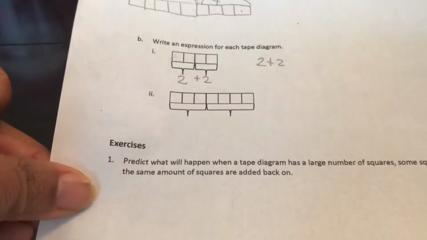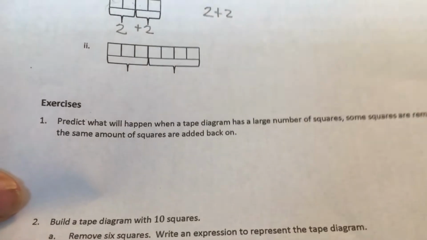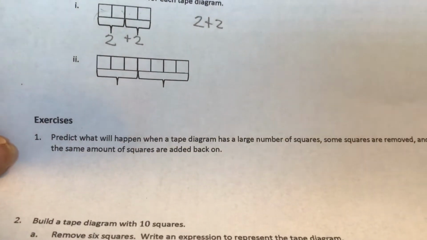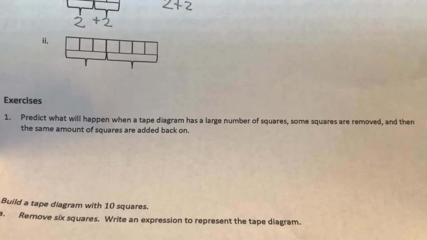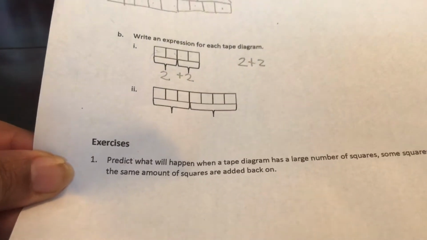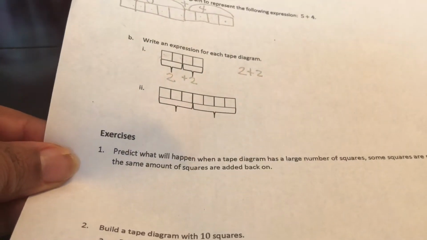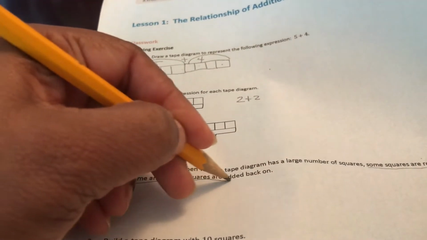Let's go down to the exercises. Okay. This first exercise says, predict what will happen when a tape diagram has a large number of squares. Some squares are removed, and then the same amount of squares are added back. So what they're saying is, we're going to highlight a little bit. We remove some squares and then we add the same amount of squares back.